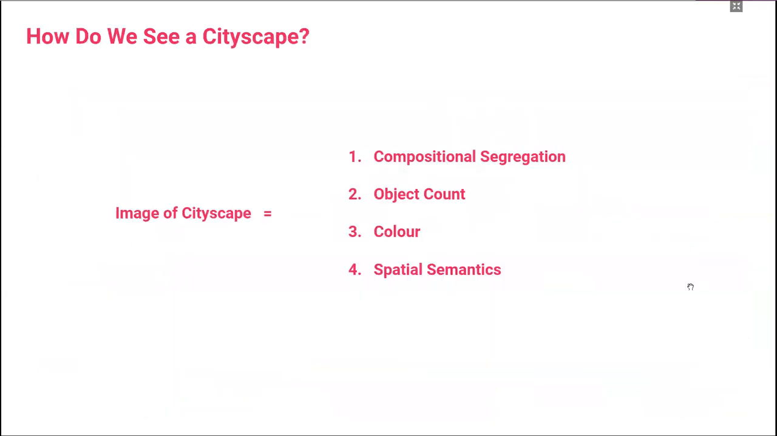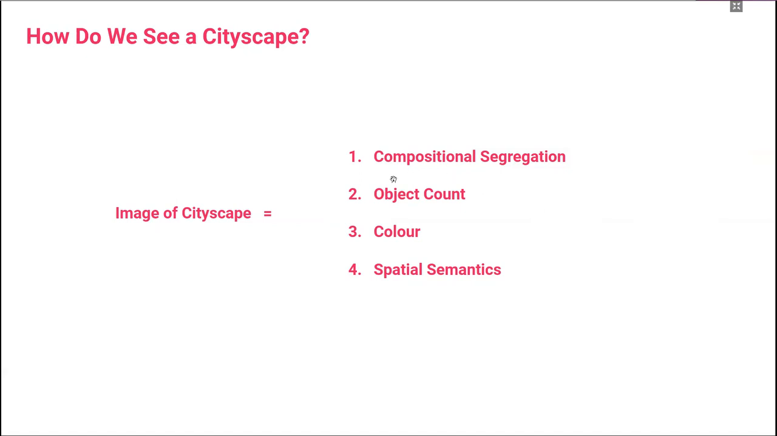Now, what we are going to do is have a detailed exercise on compositional segregation, which is basically image segmentation. Along with that, I will introduce the scripts of object count and color detection, but we won't include those in our exercise or in the training of the neural network. We'll only restrict the input to image segmentation or compositional segregation. Now, spatial semantics requires a whole different set of installations, a whole different set of concepts. So we're going to skip that. We're not going to work on that.